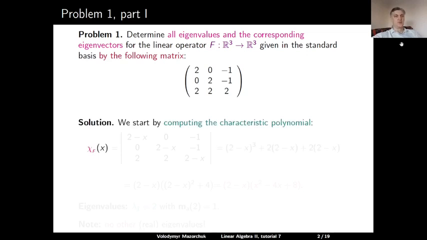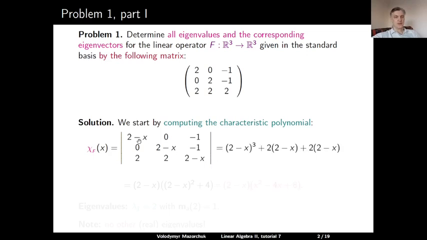Solution. Each problem for eigenvalues and eigenvectors is reasonable to start by computing the characteristic polynomial of the linear operator. This characteristic polynomial is the determinant of the matrix which we obtain when we take the matrix of our linear operator and subtract x on the main diagonal. So we need to compute the determinant of the matrix 2 - x, 0, -1, 0, 2 - x, -1, 2, 2, 2 - x.